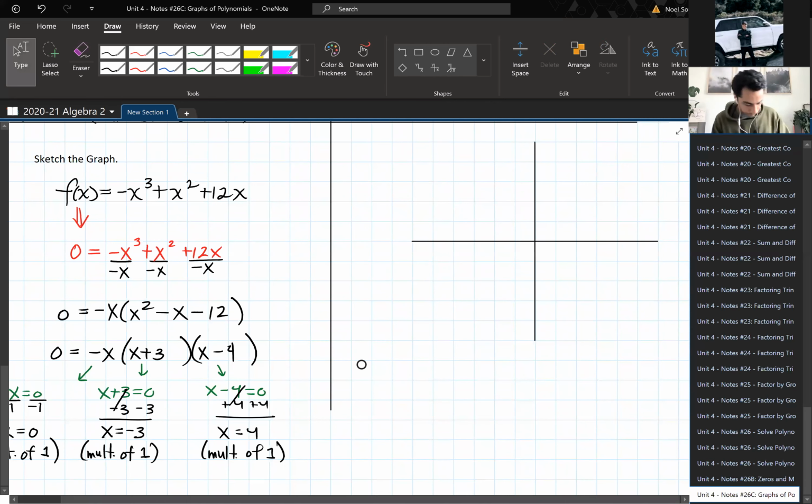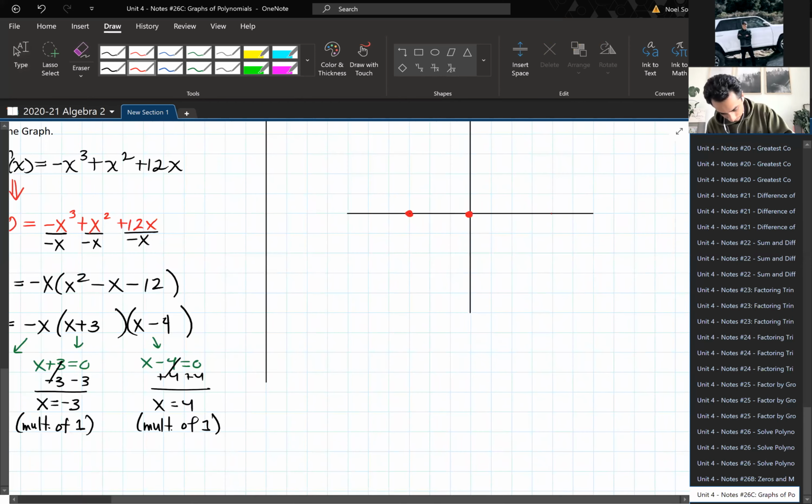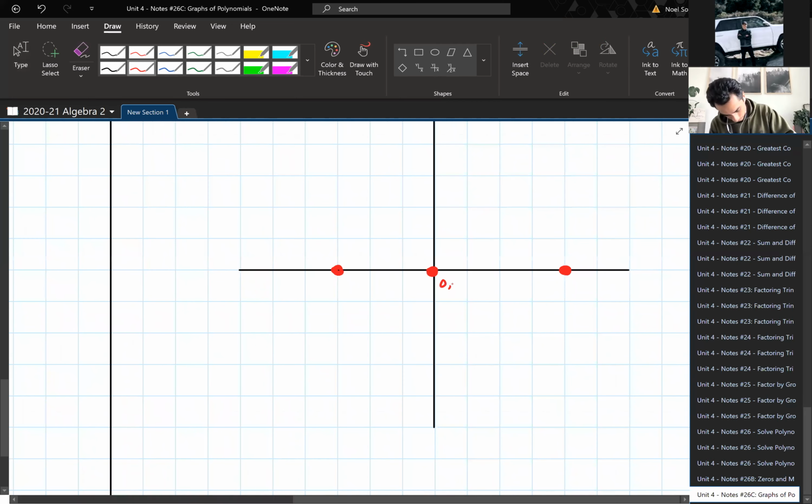All right. So let's go ahead and draw in those critical points. One is at 0. One is at negative 3. And the other one is at positive 4. All right, so 0, 0, 4, 0, negative 3, 0.